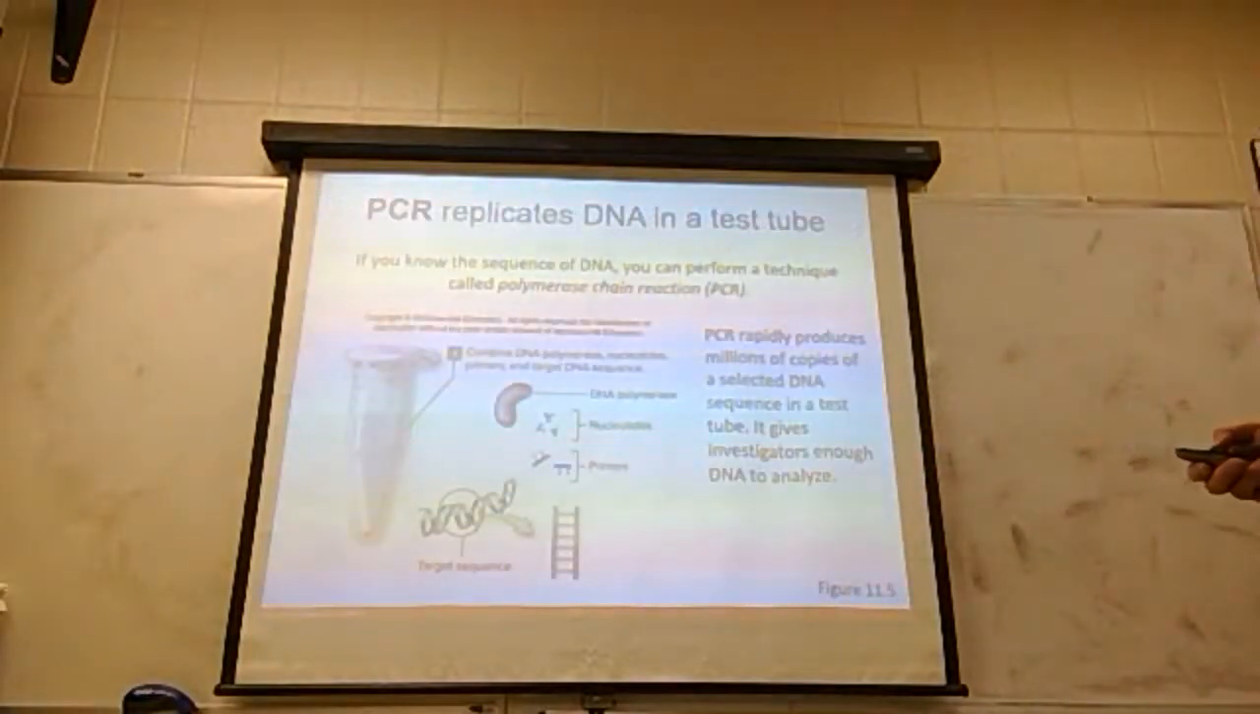PCR, polymerase chain reaction, is the original technique used for rapidly producing large amounts of DNA. It is done in a test tube. It gives investigators, again, enough DNA to analyze. Basically, what you do is take the DNA, DNA polymerases, nucleotides, primers, and a target DNA sequence. Here's your target sequence right here.